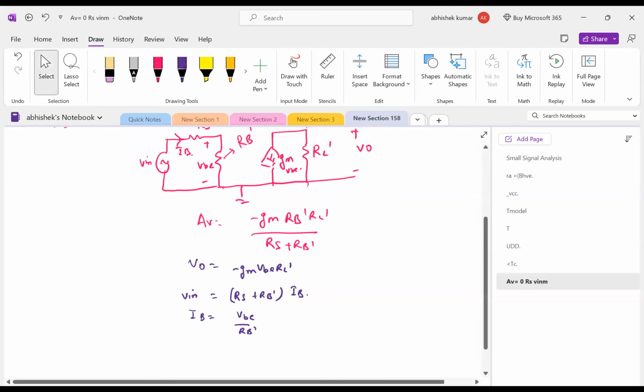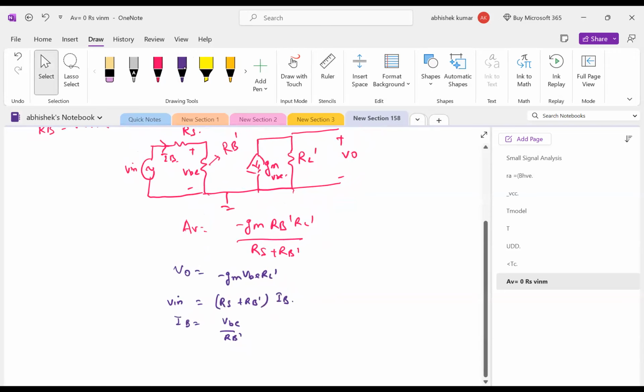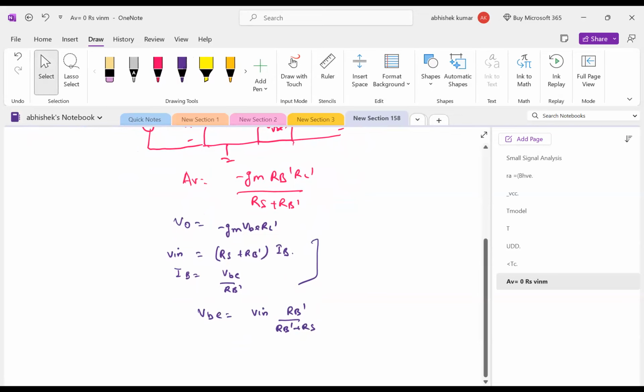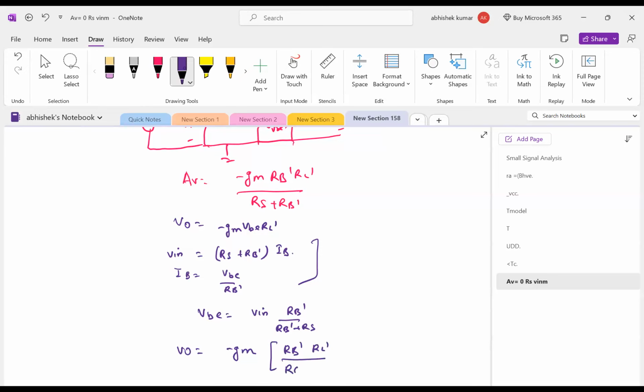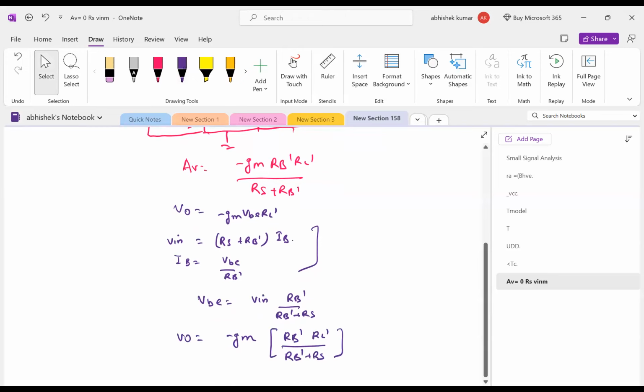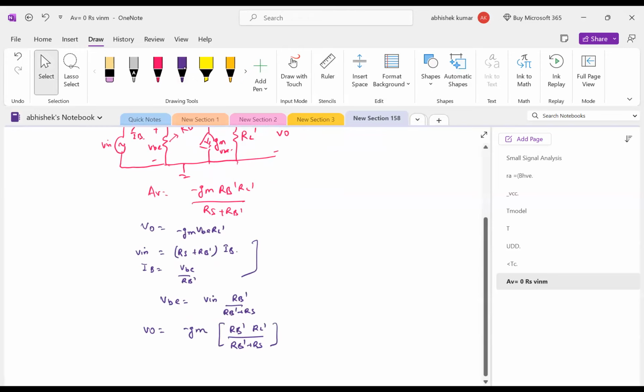My question actually was, why don't we just use the voltage divider? Okay, you can use the voltage divider. VBE is V input into RB dash divided by RS plus RB dash. Yeah, absolutely. And you will put these values there, right? Yeah, your answer was right. Okay, fine. Very good.